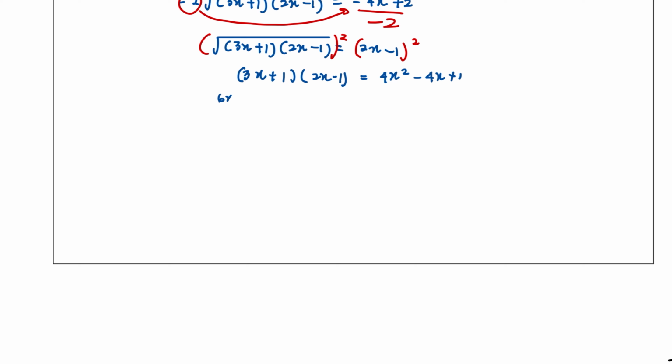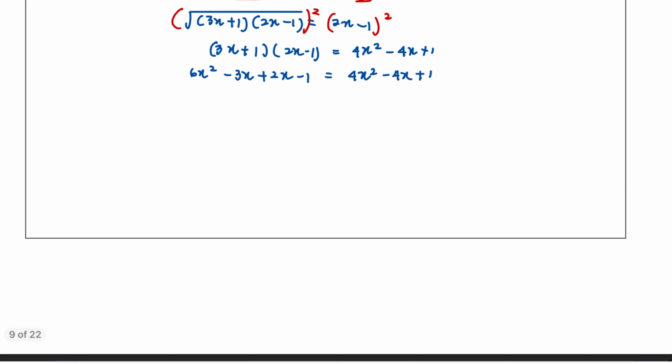So, kita dapat 6x square minus 3x plus 2x minus 1. And then belah kanan 4x square minus 4x plus 1. Okay, so kita rearrange everything. Kita nampak ada kuadratik ni. 6x square, 4x square. So, dia jadi 2x square. And then this one dapat negative x. Negative x plus 4x, positive 3x. Okay, and then lastly, minus 2 equal to 0.